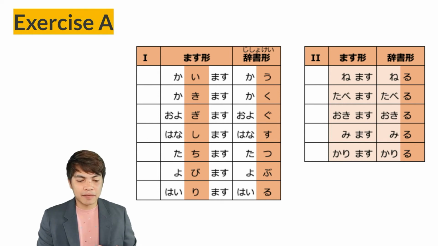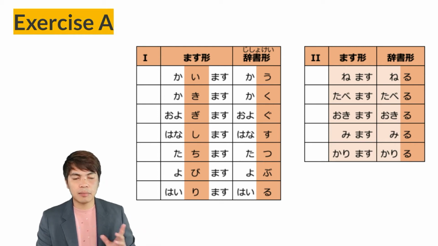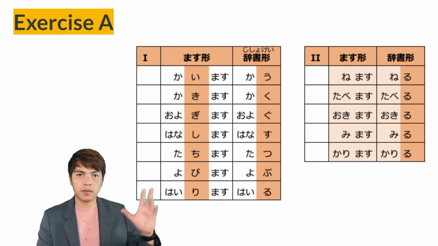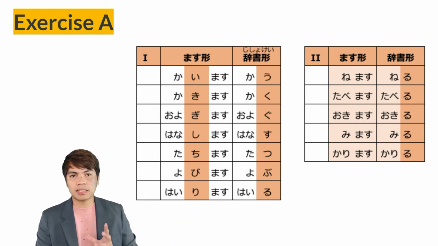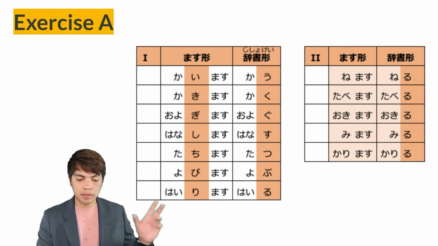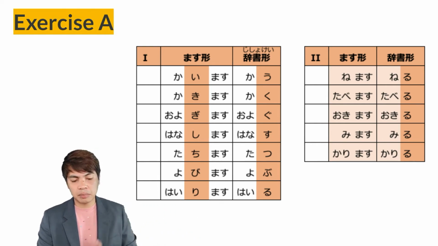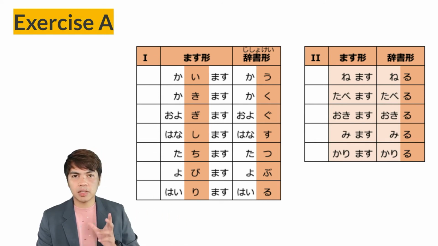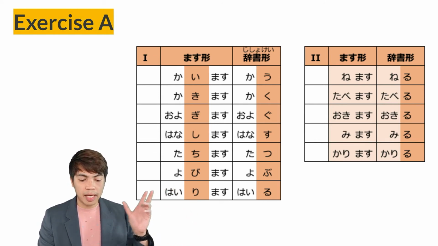So let's start from the verb kaimasu. From i, it will become u. Kai, kau. Next, kakimasu, kaki, kaku. Oyogimasu, oyogi, oyogu. Hanashimasu, hanashi. From shi, it will become su, hanasu. Tachimasu, from chi, it will become tsu, tatsu. Yobimasu, yobi, yobu. Hairimasu, hairi, hairu.